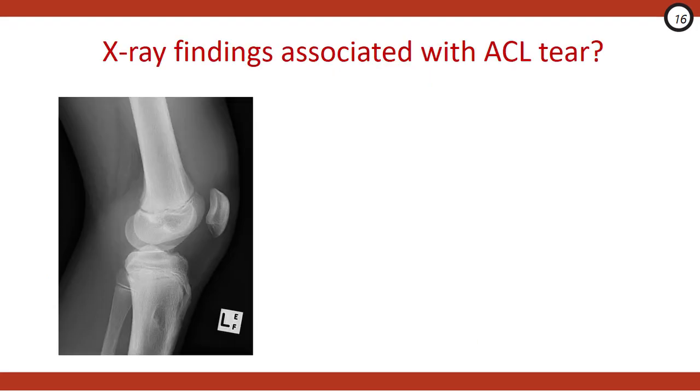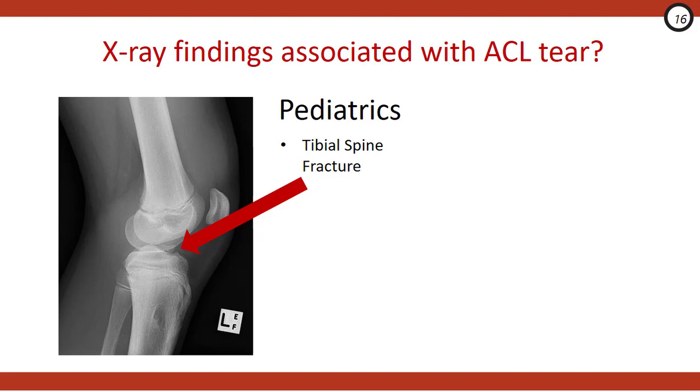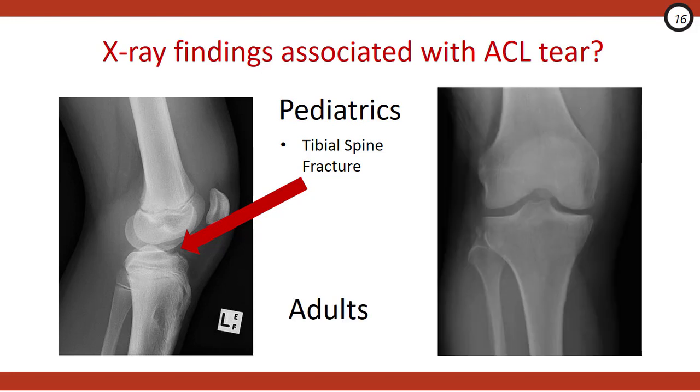In terms of x-ray pearls for ACL injuries, in pediatric patients with a suspected ACL tear, look for a tibial spine fracture on both the AP and lateral x-rays. Now, these kids with this fracture pattern are actually going to require immobilization in extension while they await their orthopedic follow-up. In adult patients with suspected ACL tear, look for a Segond fracture at the lateral aspect of the tibia, which is going to confirm your diagnosis of that ACL tear.